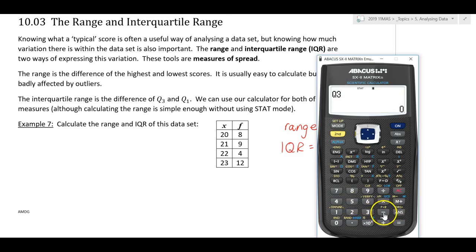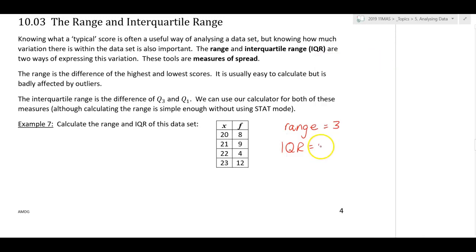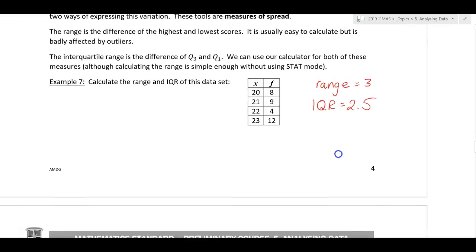And then I'm just going to go minus and bring up 1. Second function, 1, 5, and 3. So you can see this is going to do Q3 minus Q1, which is our interquartile range, and it is 2.5. So, just like that, the range and the interquartile range. That's all there is to it.